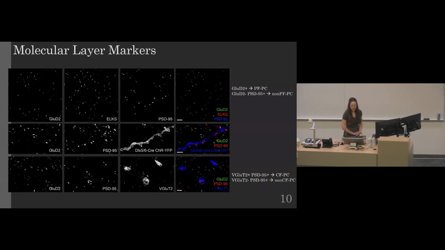And finally, I have staining of GLUD2, PSD95, and VGLUT2. And we can see in the merged image that with those big presynaptic VGLUT2 terminals, the postsynaptic sites are PSD95 positive, and GLUD2 is not located at those sites. It's located at the parallel fiber to Purkinje cell synapses. And so for this portion, I used VGLUT2 positive, PSD95 positive to define climbing fiber to Purkinje cell synapses, and VGLUT2 negative, PSD95 positive synapses to define non-climbing fiber to Purkinje cell synapses.